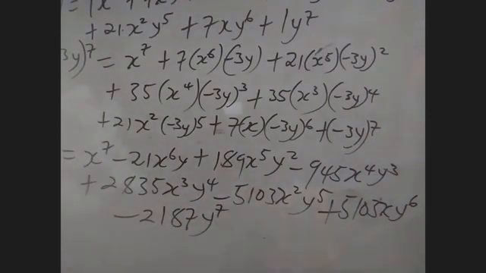So this is the expansion of (x − 3y) raised to the power of 7. This will take us to the end of using the Pascal triangle to expand a given expression. In our next class, we'll be looking at how to use the binomial formula to expand a given term.